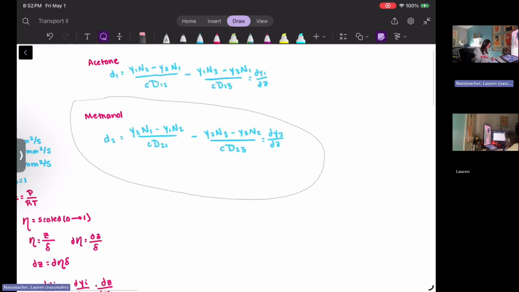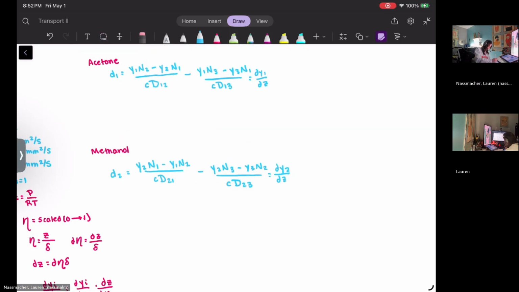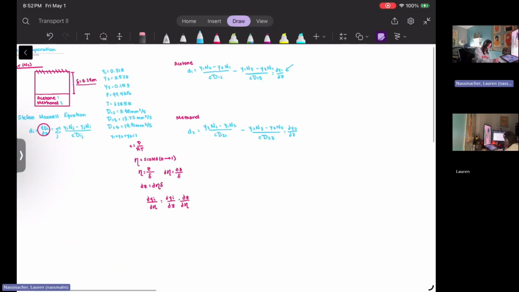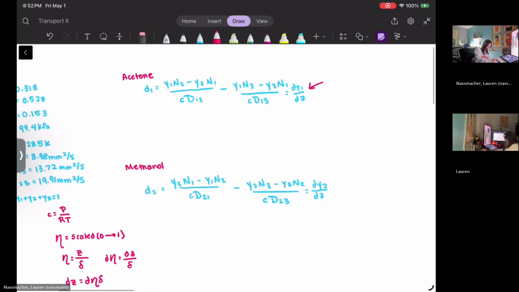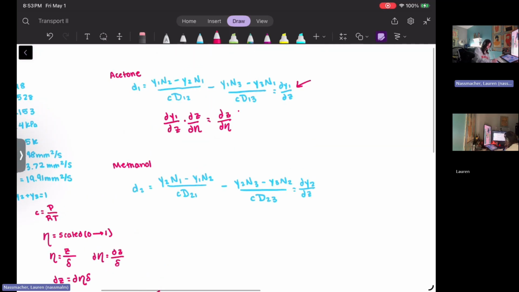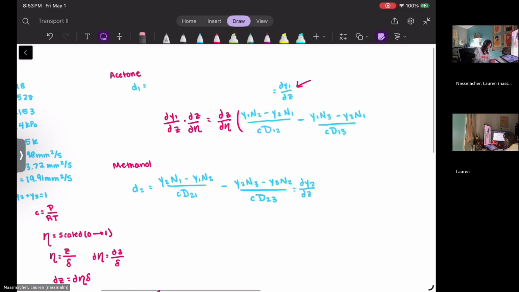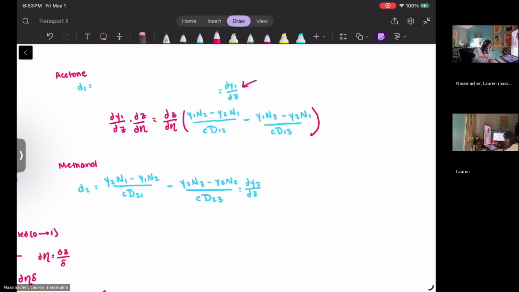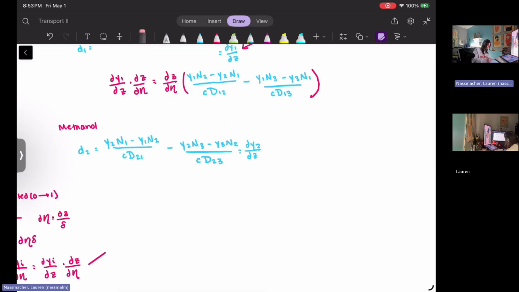And we'll find that this will substitute in this identity, this part of the equation right here, and we'll get the change in y1 over the change in z, or distance, multiplied by the change in z over the change in n, equals the change in z over the change in n multiplied by this entire part of the equation. So we'll just move that over there. Same goes for the methanol, but we'll do that in a second.